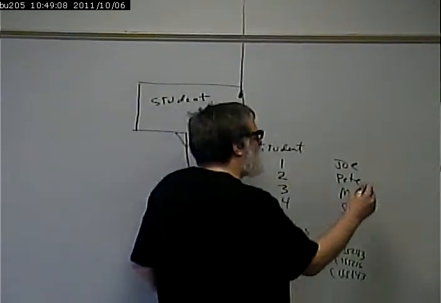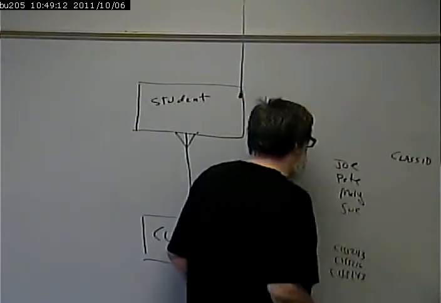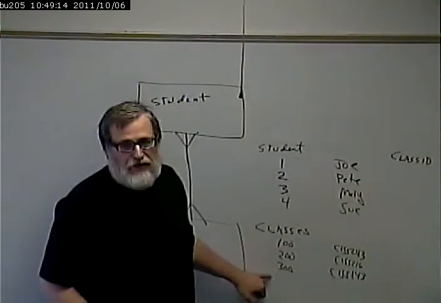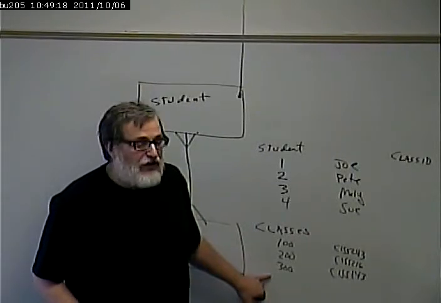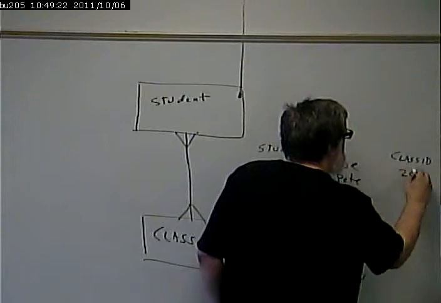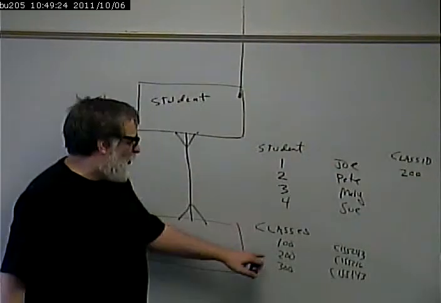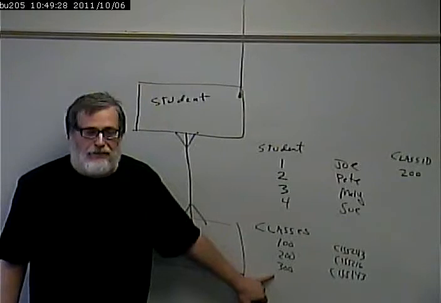So, what do we put in the class ID as a foreign key here? 200 or 300? You really can't, right? You can only put one of them. So, class ID of 200, let's say. Well, we've just lost the fact that he takes CISS 143.